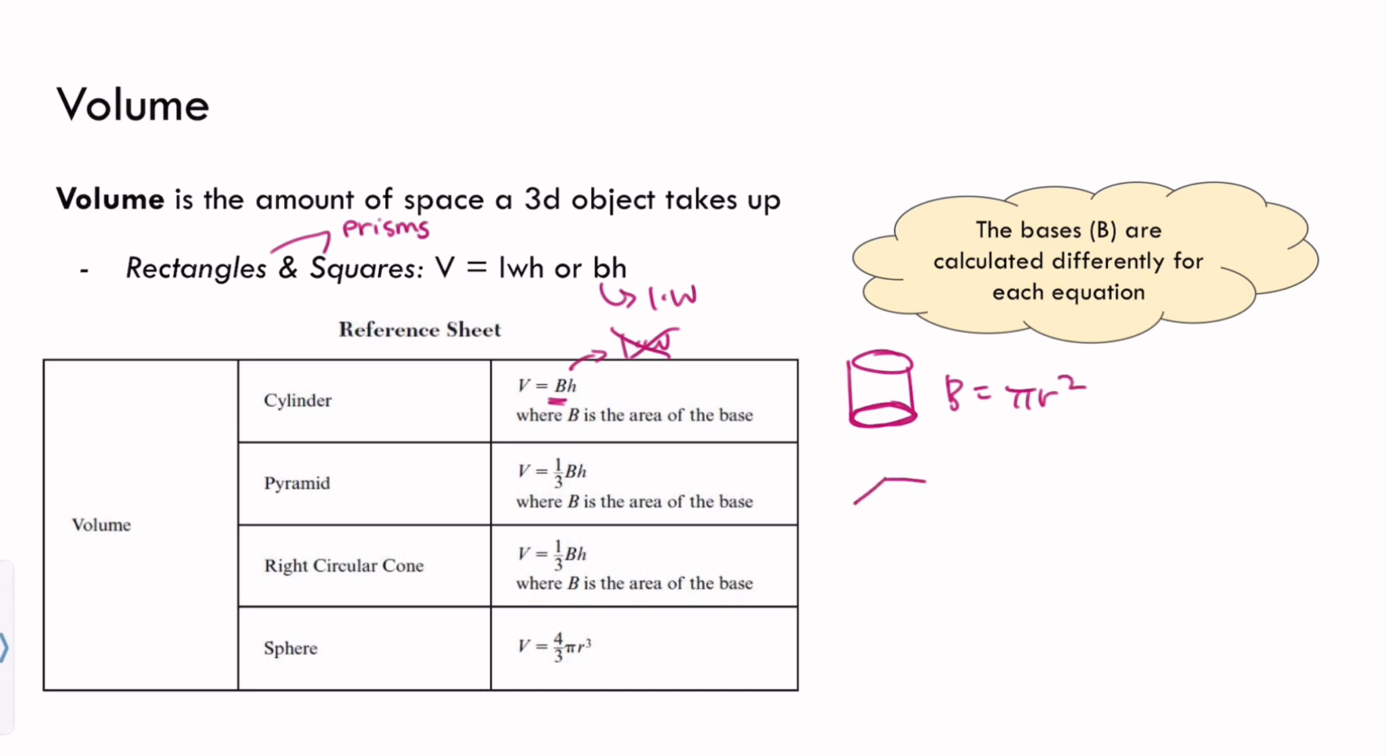A pyramid looks something like this. It's a really bad drawing. But the base is not a circle, so it's not the same as a cylinder. It's a square, right? So the base for this pyramid is going to be length times width. So really all these 3D shapes, they all have different bases, so you just want to remember they're not all the same equation. B is just a way to shorten the equation, but it doesn't always represent the same equation.